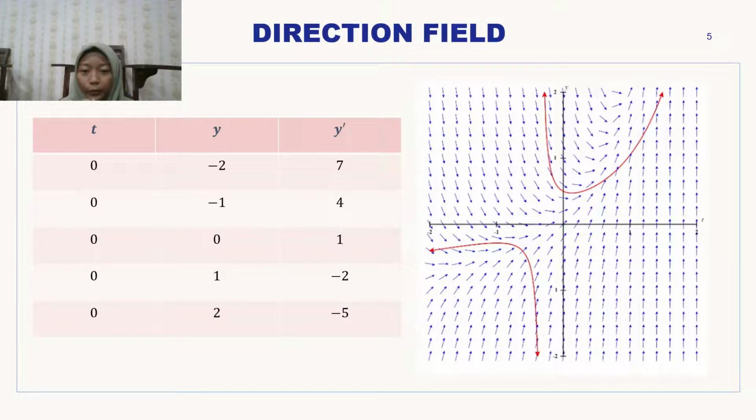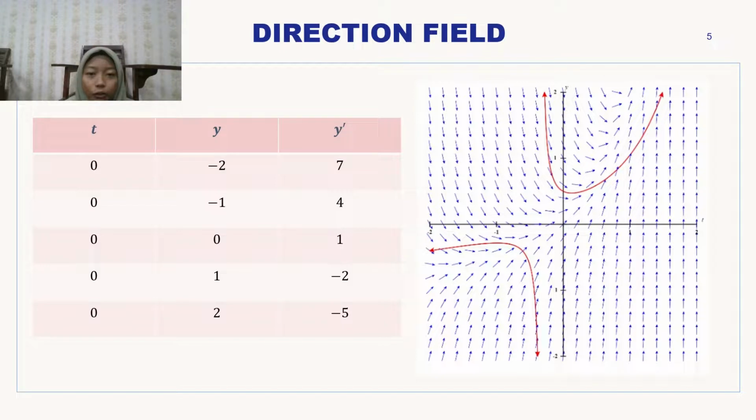And if we choose t equal to 0 and y equal to 0, we will get the result y prime equal to 1. And if we choose t equal to 0 and y equal to 1, then we get the result y prime equal to negative 2. And for the last, if we choose t equal to 0 and y equal to 2, the result is y prime equal to negative 5. So after that, we can find the direction field. On the right side is the direction field that our group has discussed before.